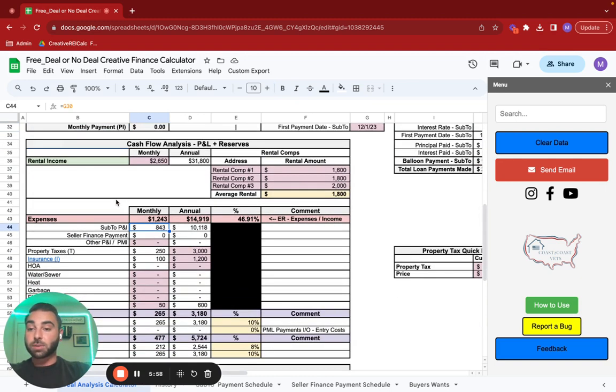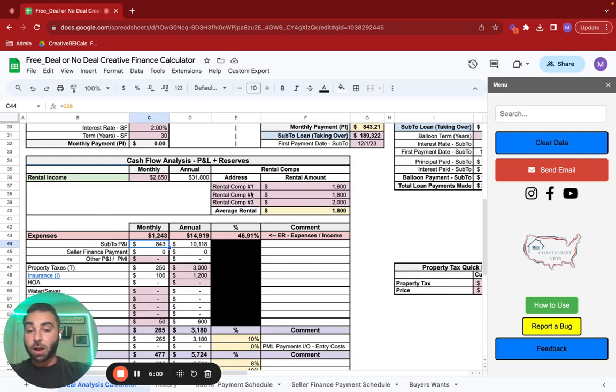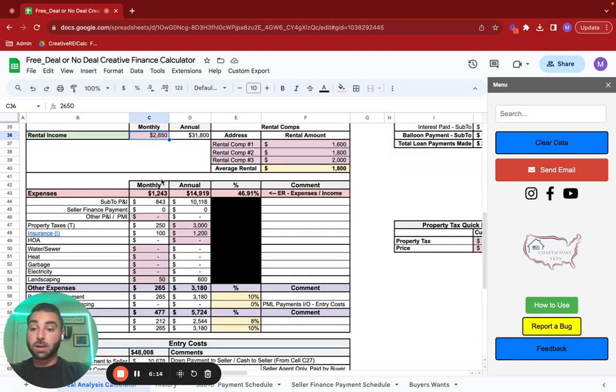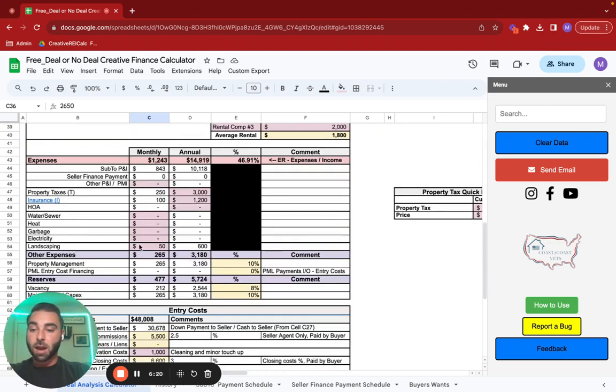So next is the rental income. You have a little rental comp section here. There's another video on getting rental comps, but you have the rental comp section here. And let's just say, for instance, this property rents for $2,650 a month as a long-term rental. So now let's continue on with underwriting the expenses to see if this property cash flows. You have an expenses section, other expenses and reserves, and we'll go through all of that right now.